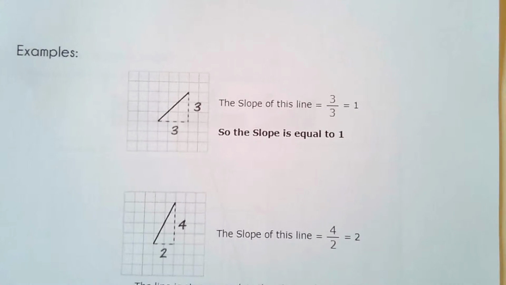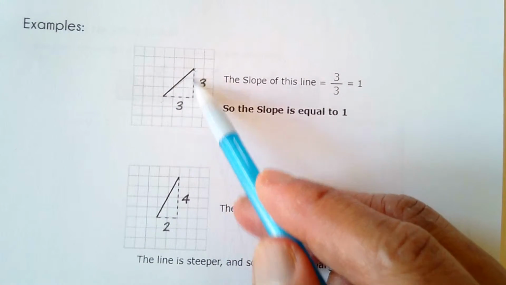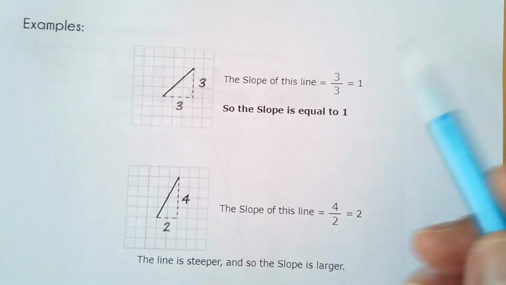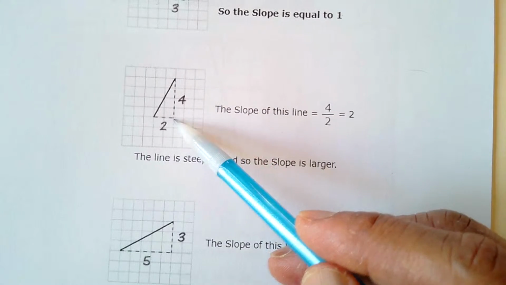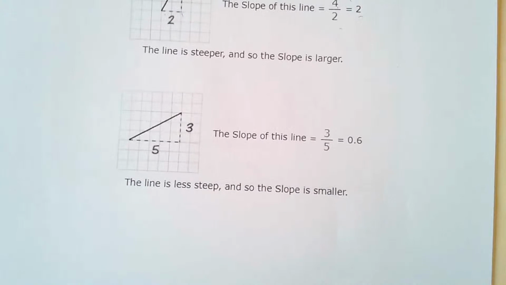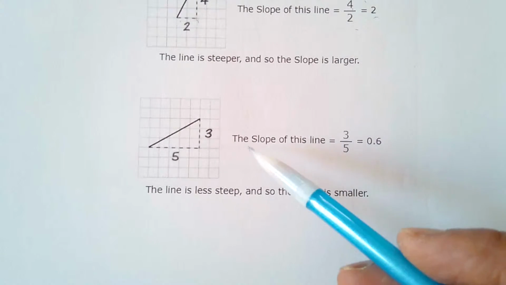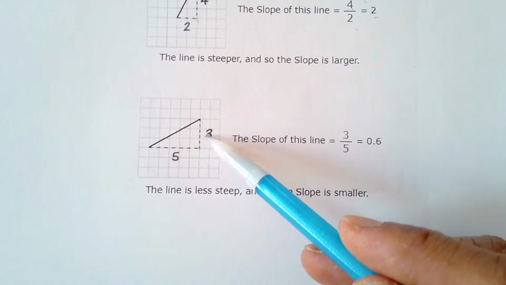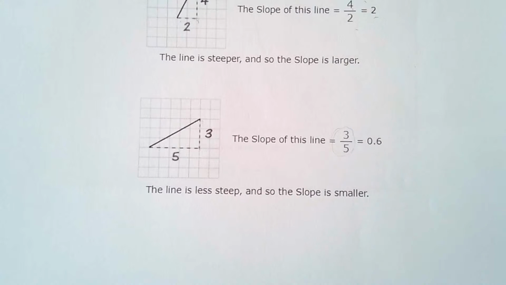Here are some other examples of slope. Pick two points here. The rise is 3, the run is 3, so its slope is 1. Here the rise is 4 and the run is 2, so the slope is 4 over 2. And in this example, the rise is 3 and the run is 5, so the slope is 3 over 5, or 0.6.